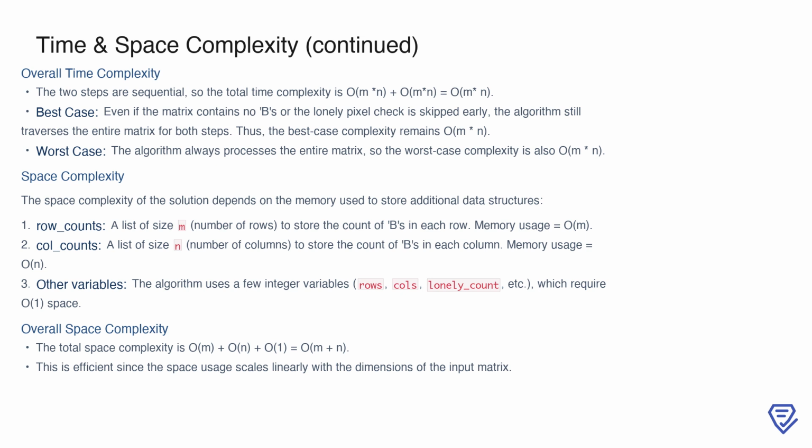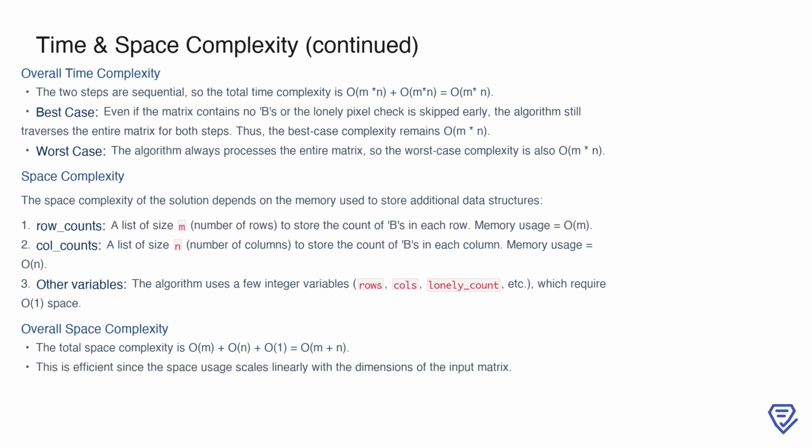Even in the best-case scenario, such as when there are no B's or when early termination might seem possible, the algorithm still processes every element in the matrix, so the best case complexity is also O(m*n). Similarly, in the worst case, where the matrix is fully populated with Bs, the time complexity remains linear with respect to the size of the input.